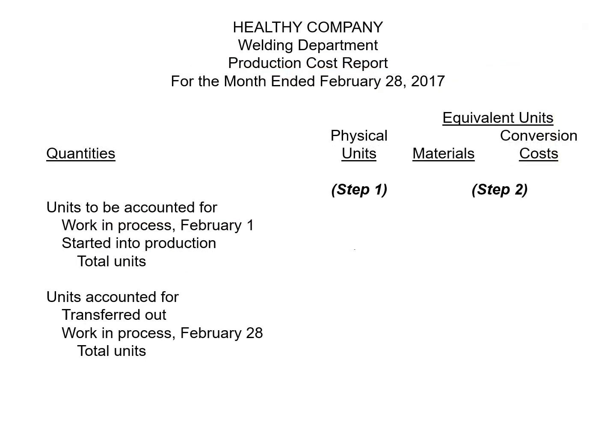All right, step 1, so we want to account for our units. We know that we transferred out 55,000 units. We also know that we started 51,000 units. We were told that our ending work in process was 11,000 units, so we know we have 66,000 units to account for. We can back into what the beginning work in process number was by simply subtracting 51,000 from 66,000 to arrive at 15,000 units.